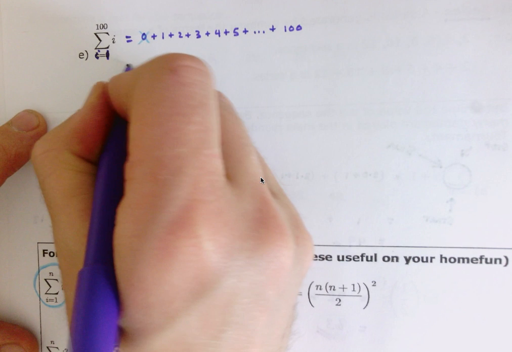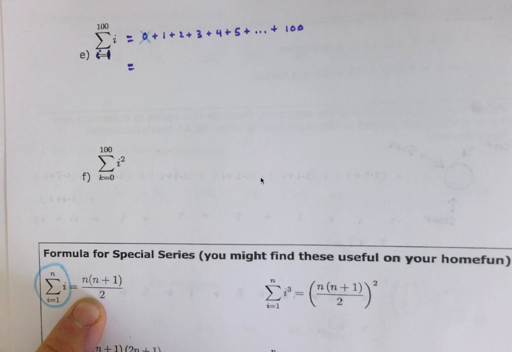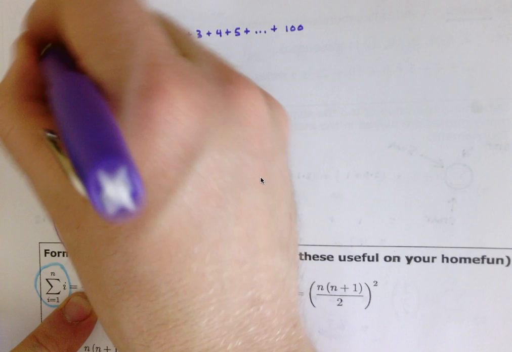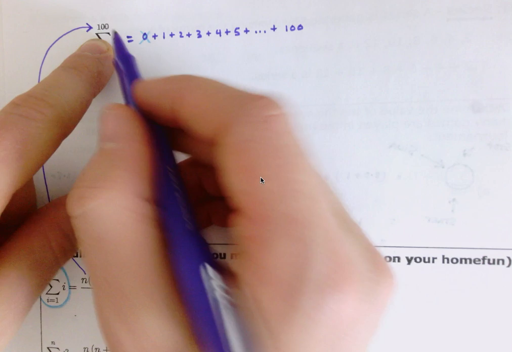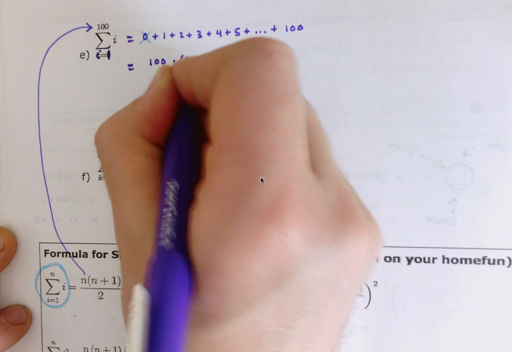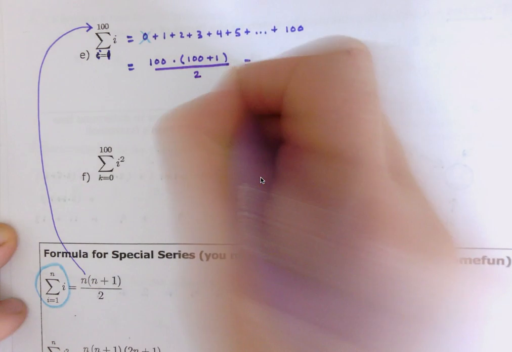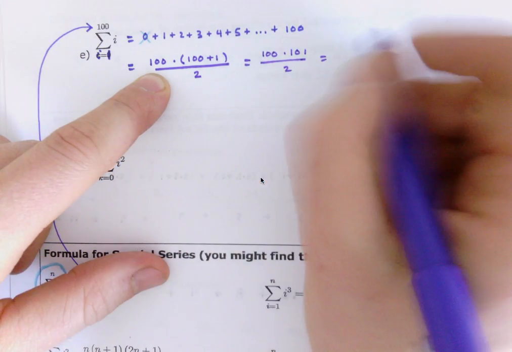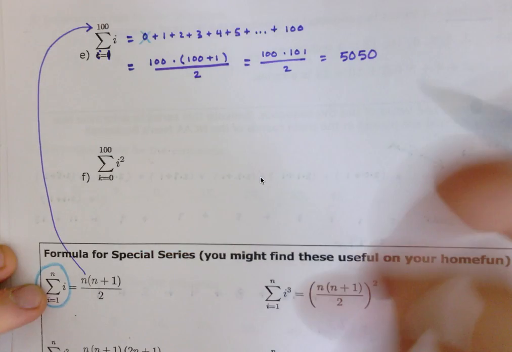So what we're going to do, rather than actually adding all of those numbers up, is we're going to use this formula, n times n plus 1 over 2, where that n is the end of your series. So the answer to this will be 100 times 100 plus 1 divided by 2, which is 100 times 101 over 2, which comes out to be 5,050.